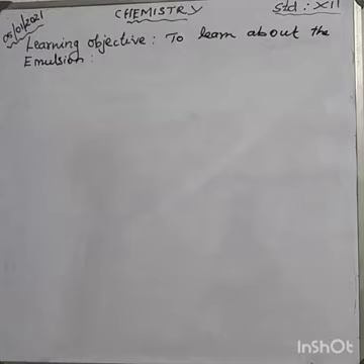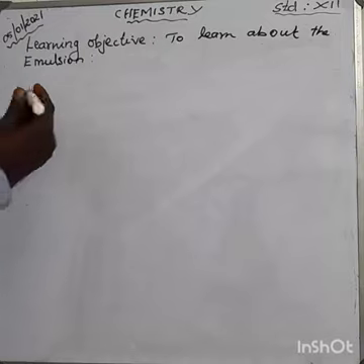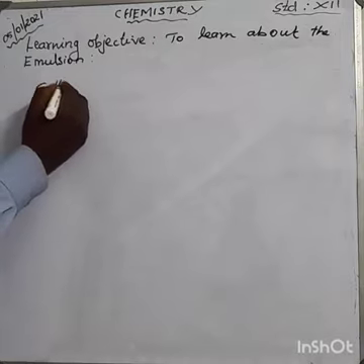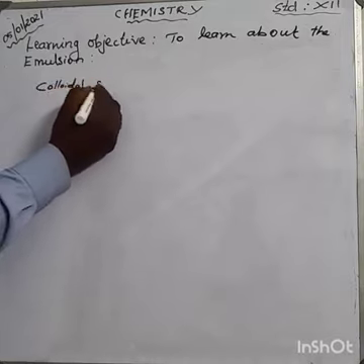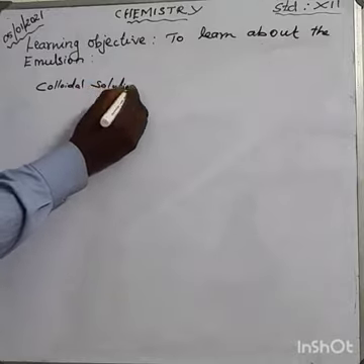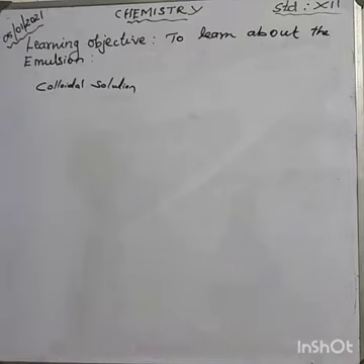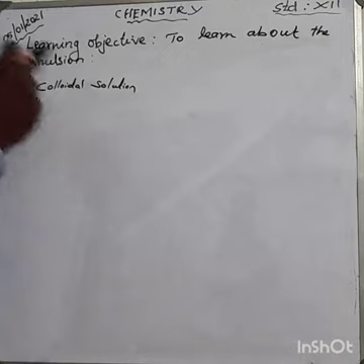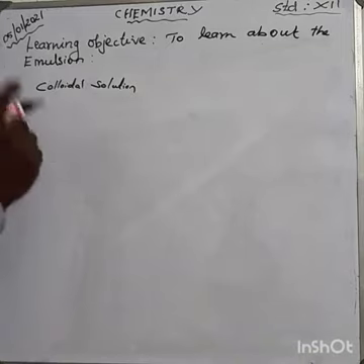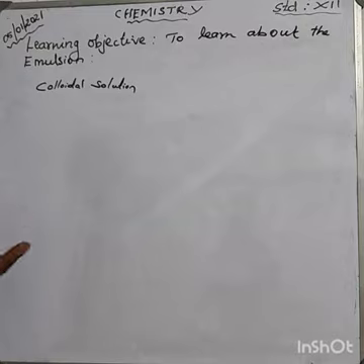Okay, what is emulsion? Emulsions are colloidal solutions. Emulsion is one of the colloidal solutions, where one liquid is dispersed into another liquid. Clear? So we can give one definition. Emulsions are colloidal solutions in which a liquid is dispersed in another liquid.